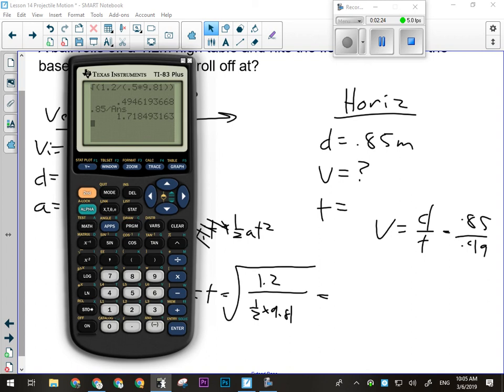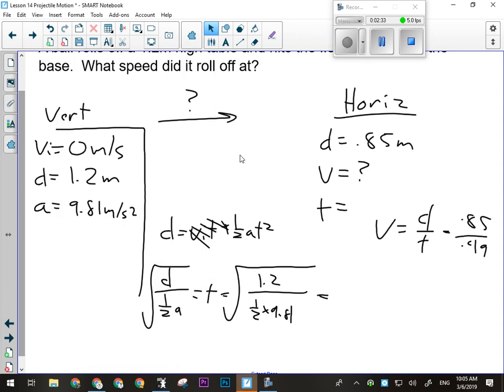All right, so now you've seen one of each of the types of questions that you could get for rolled off horizontally type questions. Any questions or concerns about that one?